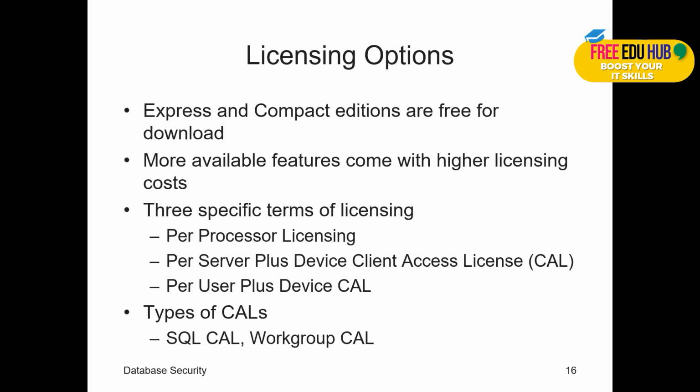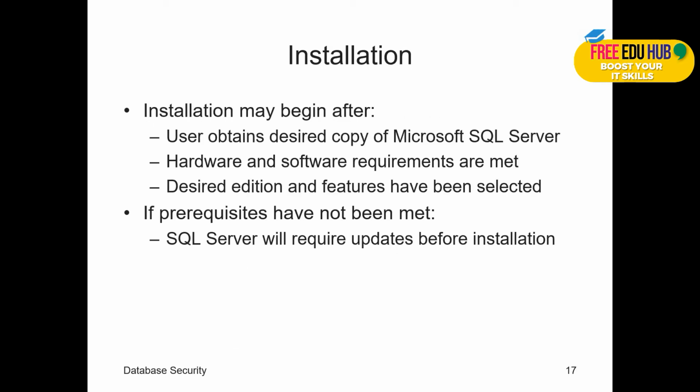The types of CALs, which we call the client access license, can be for a workgroup, for a domain, or for the server itself. Now the installation begins. The user begins the desired copy of SQL Server. Hardware and software requirements are checked first, and then the editions and the features are selected.